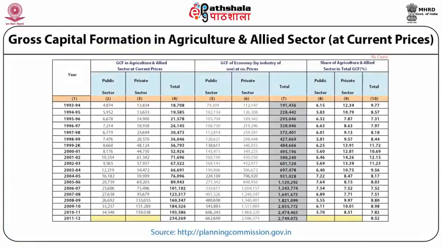This table relates to the gross capital formation in agriculture and allied sectors. Now, the data given in this table ranges from 1993-94 up to 2011-2012, and three different columns have been taken in this. First is the gross capital formation in public sector, private sector, and the total. Second is the gross capital formation of economy by the industry of use, that also for the public sector, private sector, and the total. And third category shows the share of agriculture and allied sectors in the total gross capital formation, again from public sector, private sector, and total.